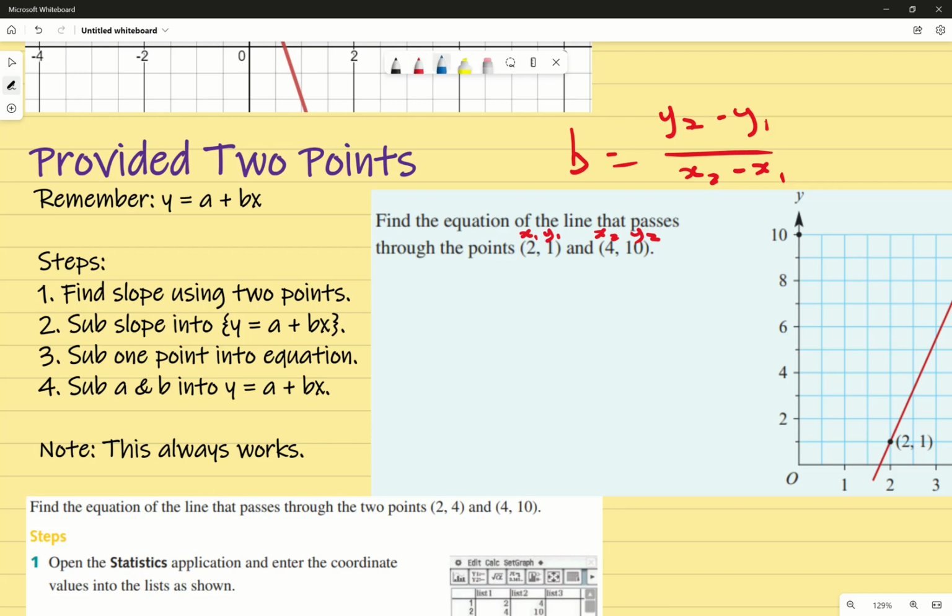I know it's really small. Can you guys read it up the back? Kind of? Yes? Okay, lovely.